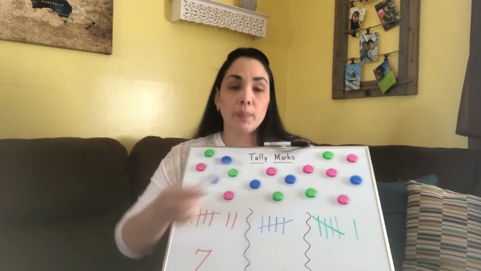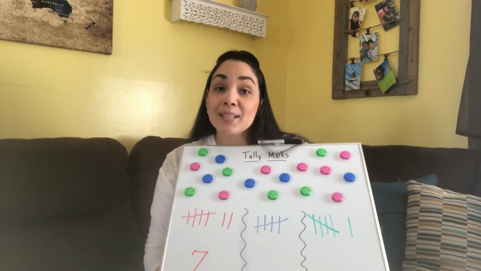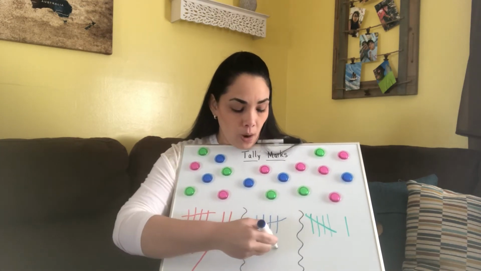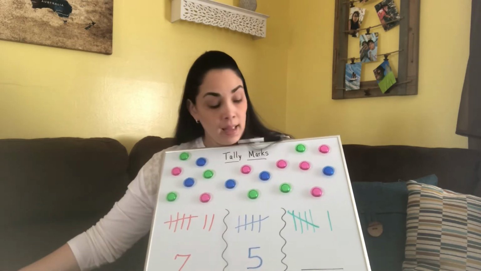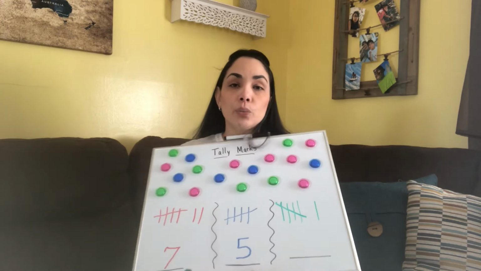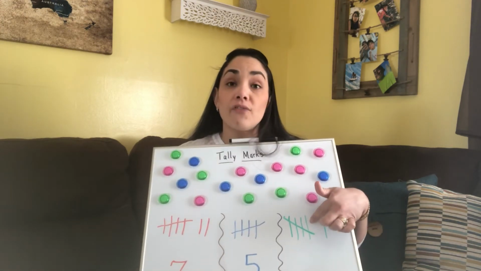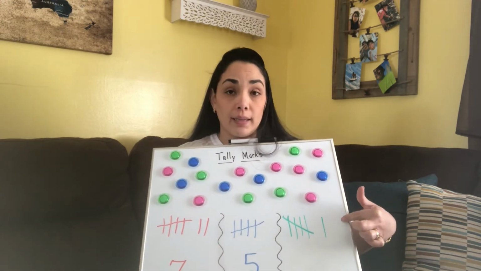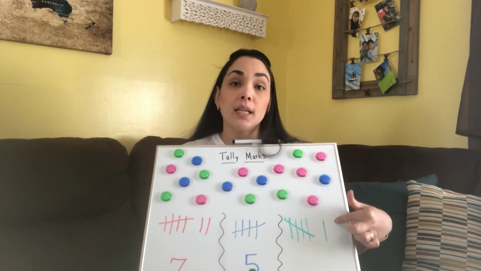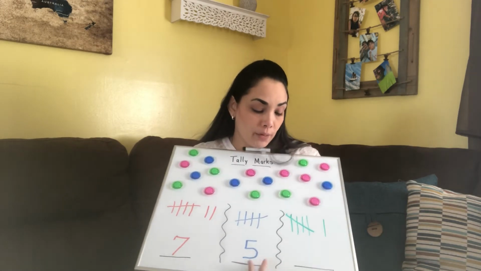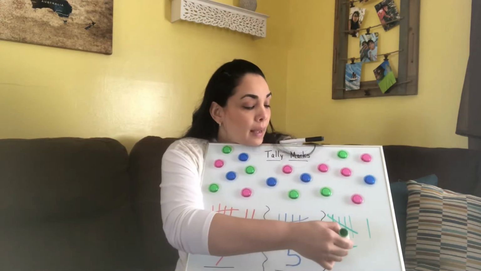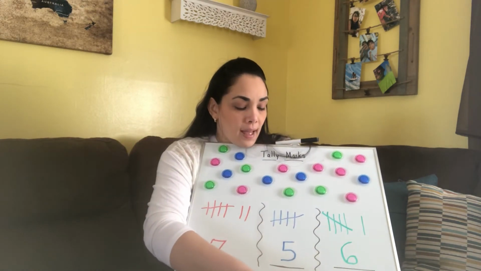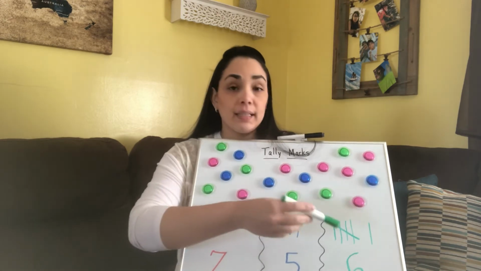We have how many blue ones? Yes, just 5, because we just see 1 bundle there. So we have 5 tally marks there. And lastly, how many do we have? I have 5, and then I count on 5 and 6. Beautiful. So I'm going to write that down. We have 7, 6, and 5.